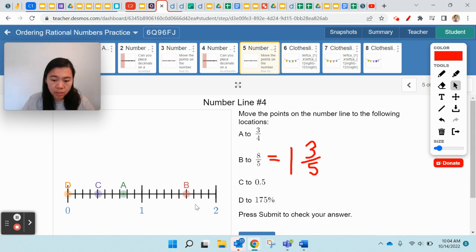D is at 175%. 100% is 1 whole, and then 75, that's the same thing as 3/4. Or we know that to change a percent to a decimal, you move the decimal place over 2 times. So it's 1.75.